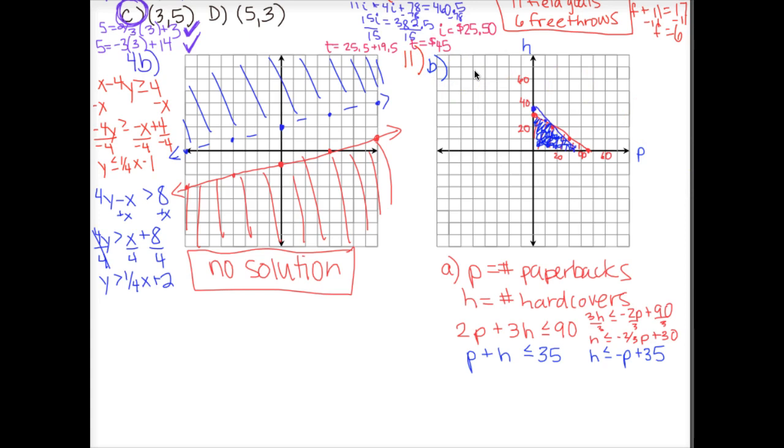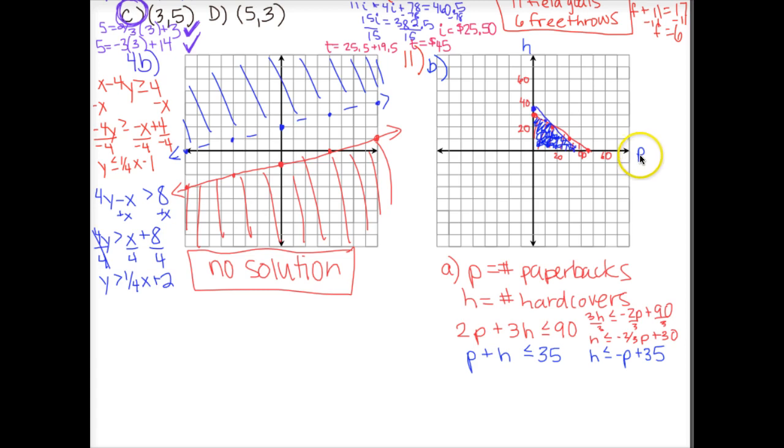Then 11C asked us to name 2 ordered pairs that were solutions, and it asked us to interpret them in the context of the problem. So if you look at my answer sheet, you can see the 2 ordered pairs that I picked there. Of course, those are not the only solutions. You can pick any ordered pair that falls in the shaded region. When you interpret it, make sure that you put it in the right order. So the way that I labeled my axis, P was like X.